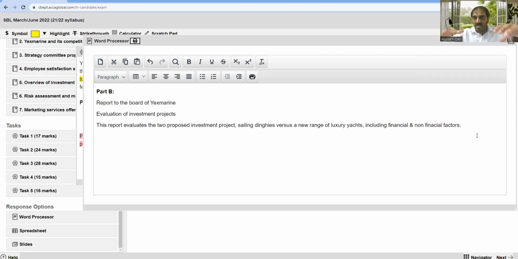Now come on with the main body of the report. Number one, the first one is sailing dinghies. Make a heading, make a subheading, in fact, sailing dinghies. Number one, financial benefits. Stick with the planning you have made earlier.